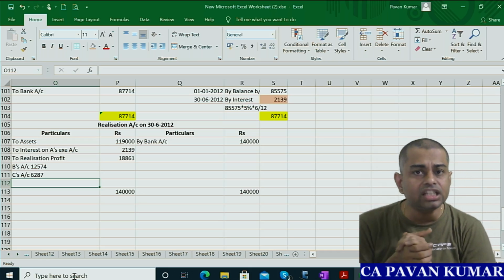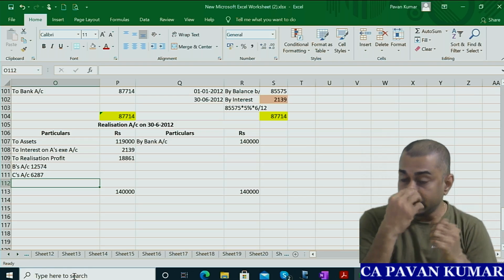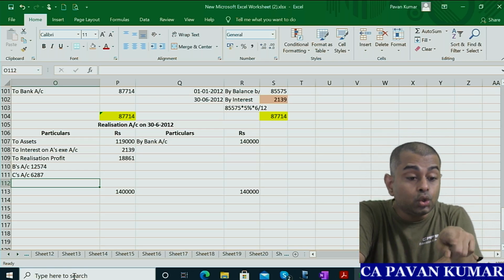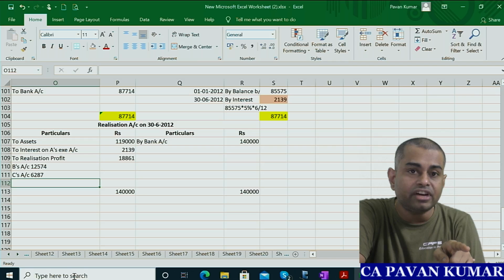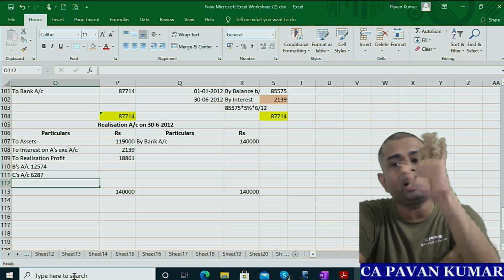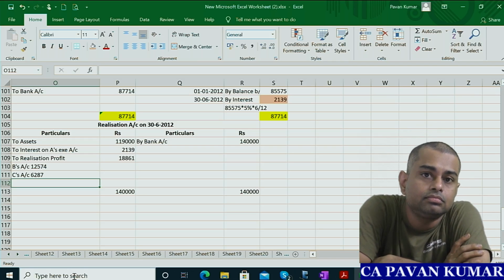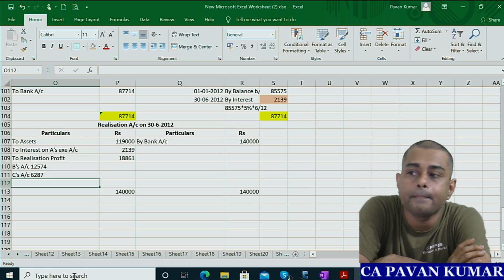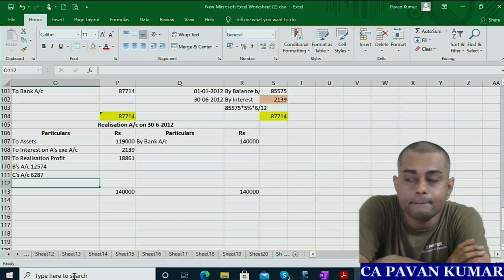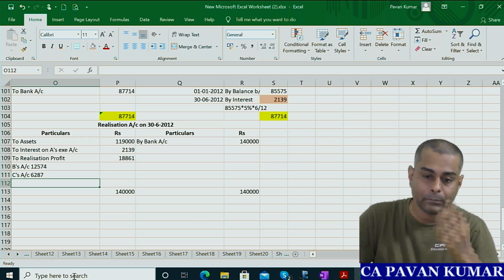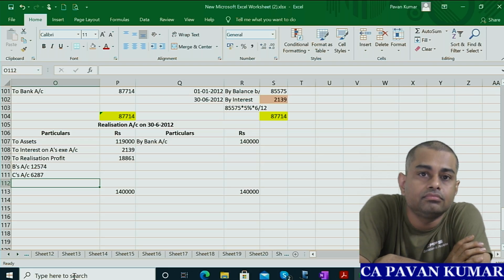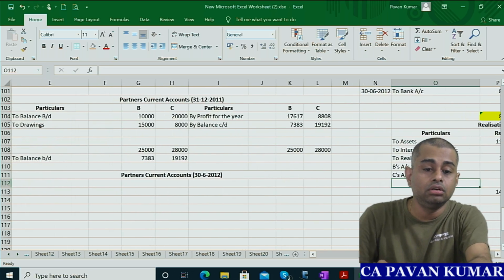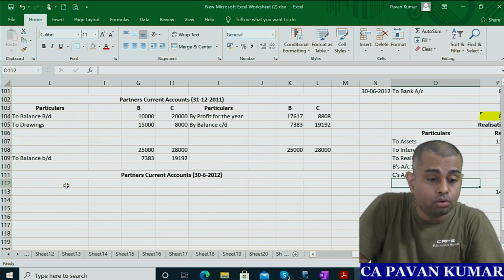Then you have paid interest to A's account, 2139. Then the remaining is the profit. You have distributed it to these two. These two numbers, 12,574 and 6,287, should be taken to the current accounts now. You understand this realization account? Copy this. Done. Copied. Now let us go to partners' current accounts.